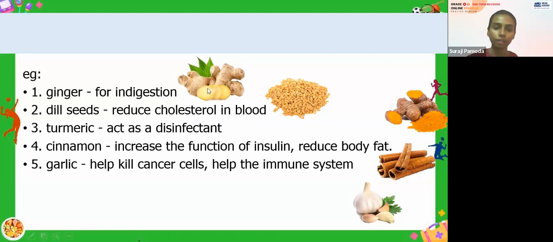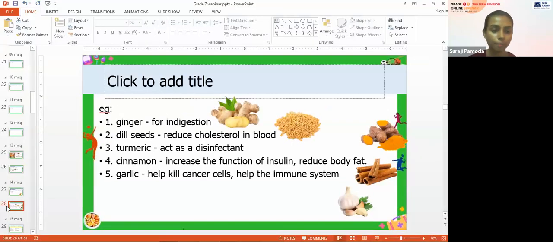Okay. Then here you can see ginger. It helps for indigestion. ආහාර හරියට ජීර්ණය වෙන්නේ නැතිනම් ginger ගන්න පුළුවන්. Dill seeds, that means uluhal, reduce cholesterol in blood. And then turmeric, kaha, acts as a disinfectant. So you have seen that some people spread turmeric water in their houses, right? It is to get rid of germs, right? Act as a disinfectant. And then there is cinnamon, which increases the function of insulin, and also helps to reduce body fat, right? And then garlic, harida sudulunu, helps to kill cancer cells and helps the immune system. Okay. Clear? Any questions?